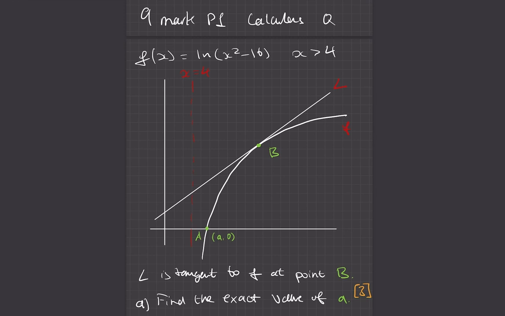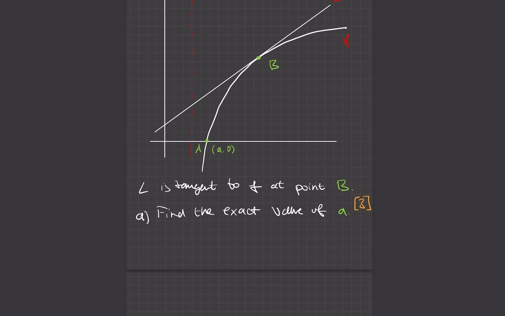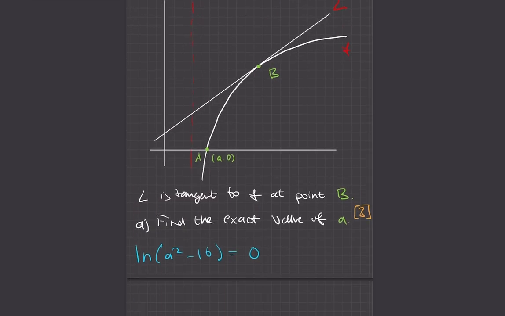So it gives us this function: f of x is ln of x squared minus 16, where x is greater than 4. And then what it's interested in is find the exact value of a. So we know that the natural logarithm of a squared minus 16, let me write this in here, I'm going to do this in blue, so ln of a squared minus 16 is equal to 0, right? Because just by definition, at x equals a, this is the formula, and we know it's equal to 0.